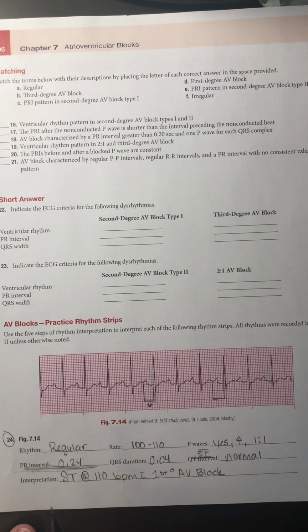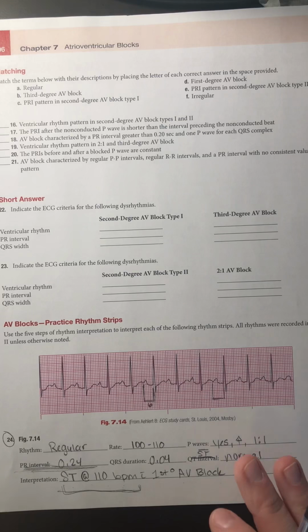So thinking back to our poem, if the P is far from R, then you have a first degree. So for my interpretation, I have sinus tach at 110 beats per minute. I do put an underlying rhythm with this one, just because it is really a sinus rhythm. It's just that our PR interval is longer. So sinus tach at 110 beats per minute with a first degree AV block. You can also write this first degree heart block, however you prefer to write that.